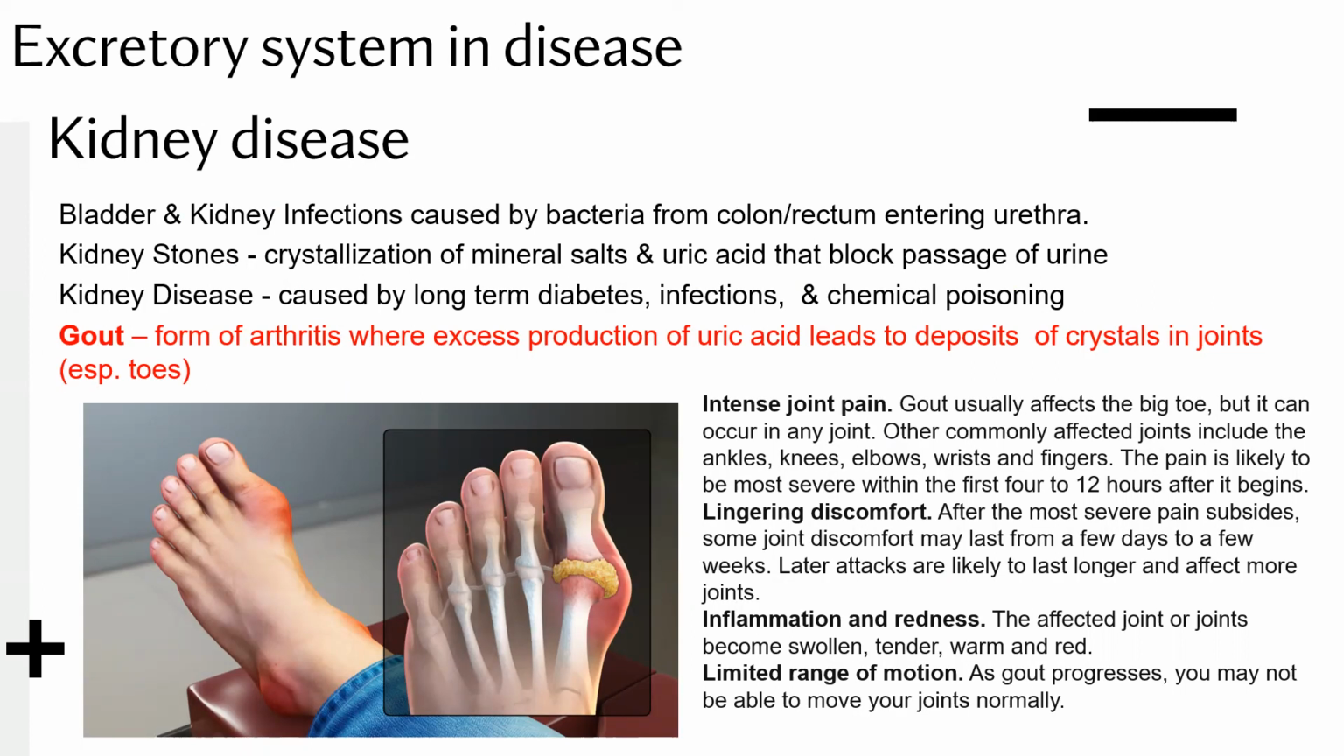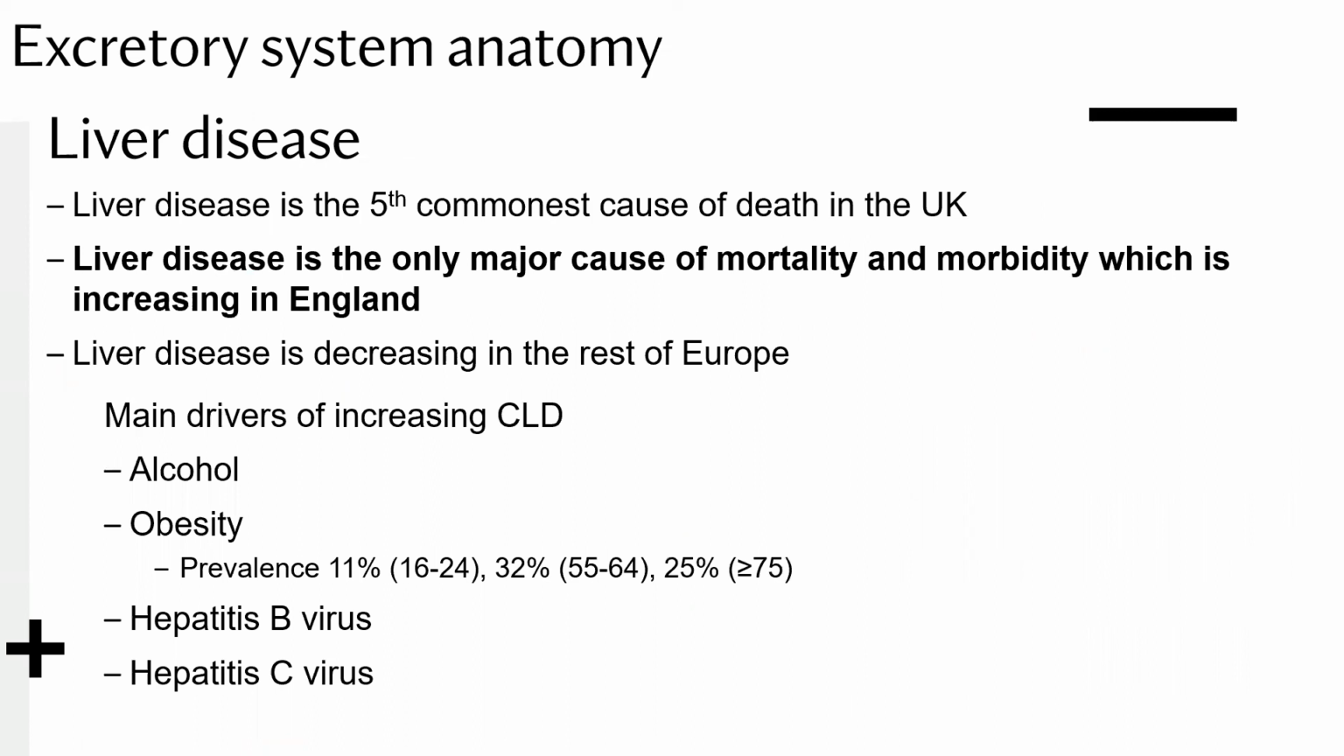So now we're going to move away from the kidney and its associated diseases and talk a little bit about liver disease. It's interesting to know the scope of liver disease, because it's the fifth most common cause of death in the UK, but it's also the only major cause of death which is increasing. So this is unfortunate, and it's usually a product of use of alcohol or obesity, which are growing in prevalence in today's world, but of course also hepatitis B and C viruses. And in general, it's decreasing in the rest of Europe and globally, but in the UK, unfortunately, it's growing.